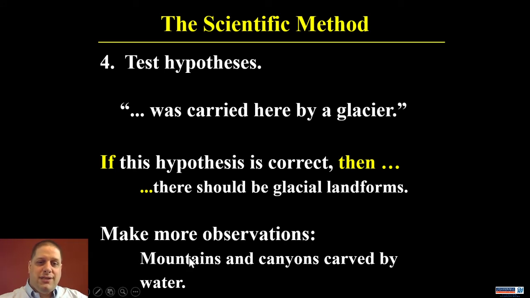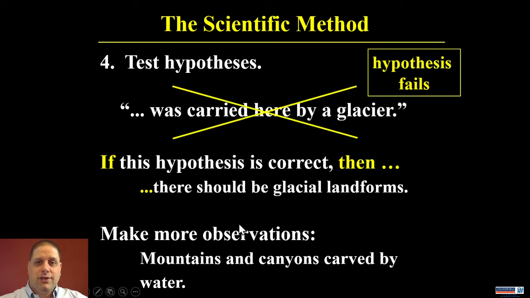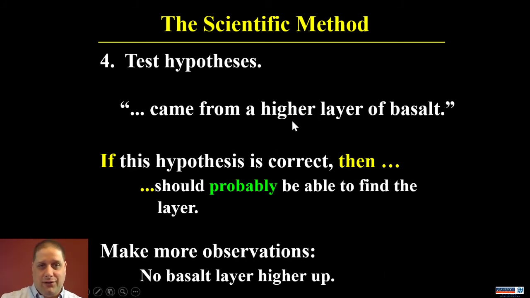Right, so we make some observations, and the mountains and canyons here have been carved by not ice or not glaciers, but water. So this hypothesis failed. It was not transported by a glacier, at least, because there's no glacial indications here. The things that glaciers make are not found, meaning there were no glaciers. Not just that we haven't found it or don't want to look for it.